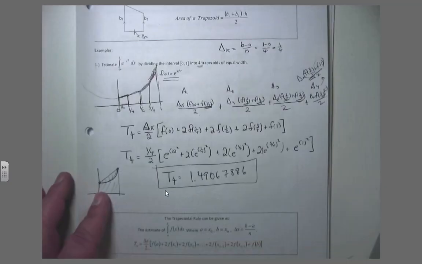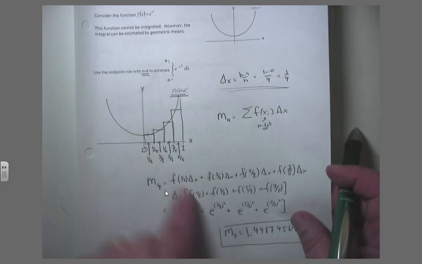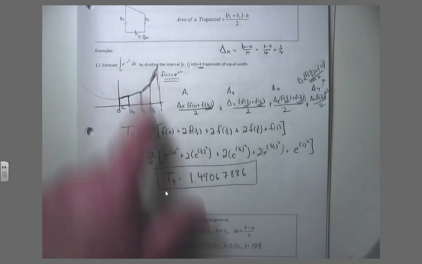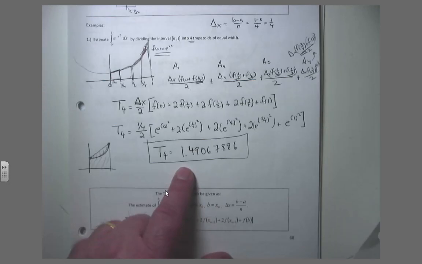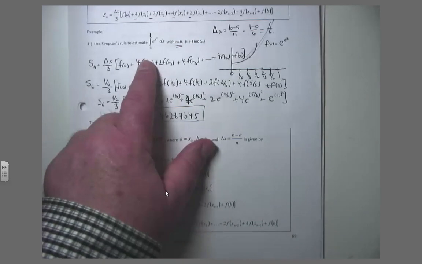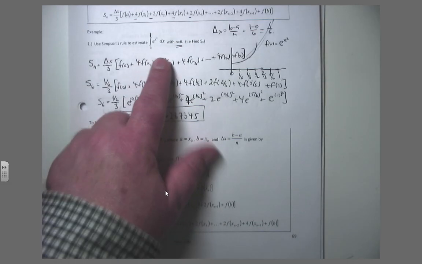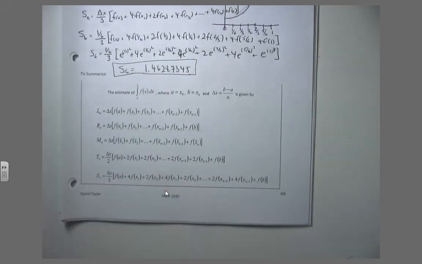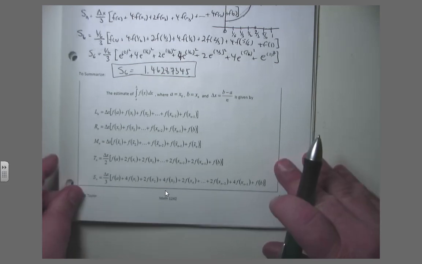We did e to the x squared from 0 to 1 using the midpoint. We used the integral from 0 to 1 of e to the x squared dx using the trapezoidal rule. And then we did the integral from 0 to 1 of e to the x squared with 6 partitions using Simpson's rule. And so we wrote down all the little formulas for you guys, and this is where we want to pick up today.